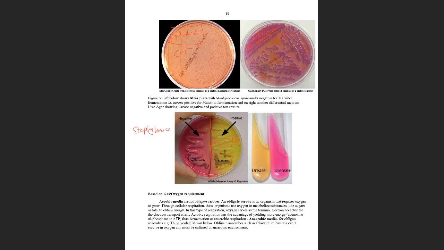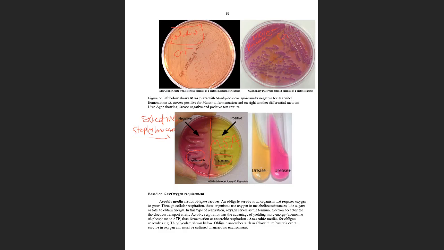Two different species, same genus. MSA, remember, it's selective for Staphylococcus only. It's a selective medium. But with one species of Staph, the plate is still pink. The other one, the plate turned yellow.